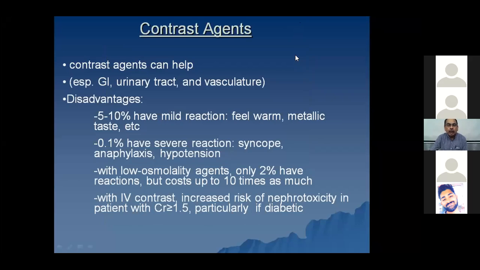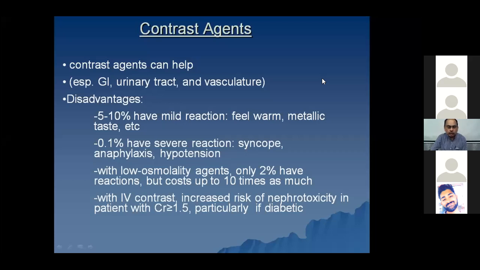Now, contrast agents. You should have a little bit of idea about the contrast agents. The contrast agents are the different drugs which are given either intravenously or intraluminally, for example, in the bowel or within the urinary tract, or at the local tissue to give a visualization of the structures that they are filled with.